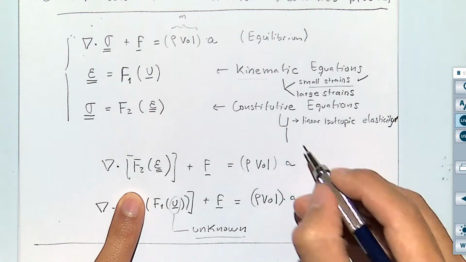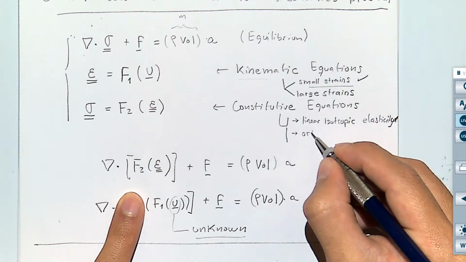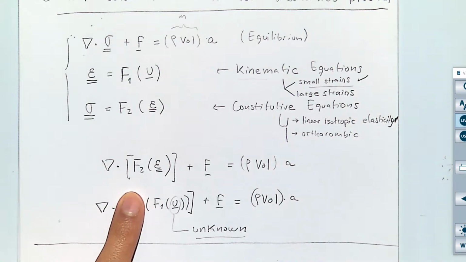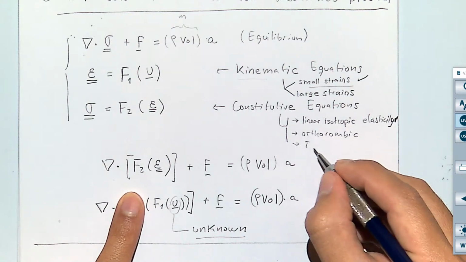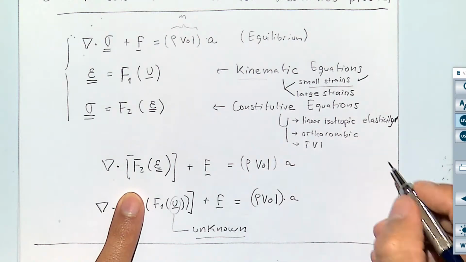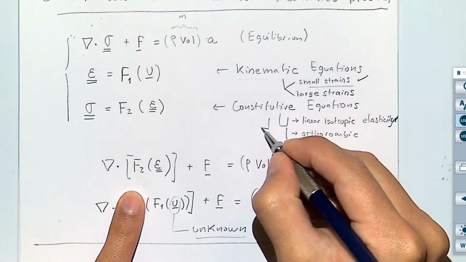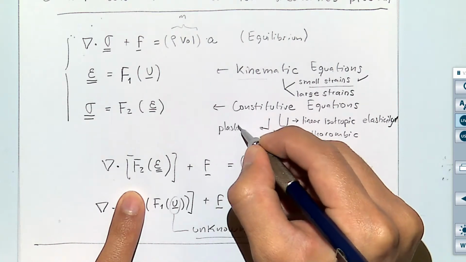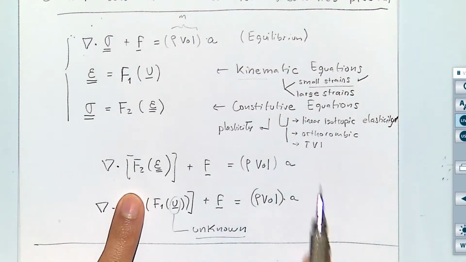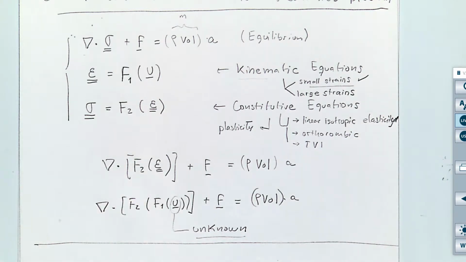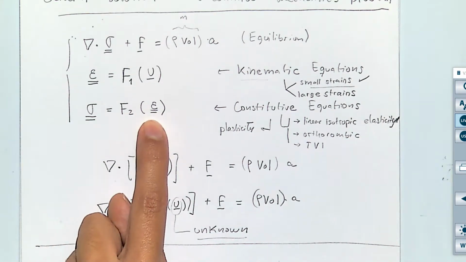Still, we're also going to talk about another type of model which is a little bit more complex, like orthorhombic elasticity or transverse vertical isotropic elasticity, and later on we're going to add plasticity to the elastic part. So all of that is going to go into this part, and that's going to tell you how the material reacts as a function of the deformation.